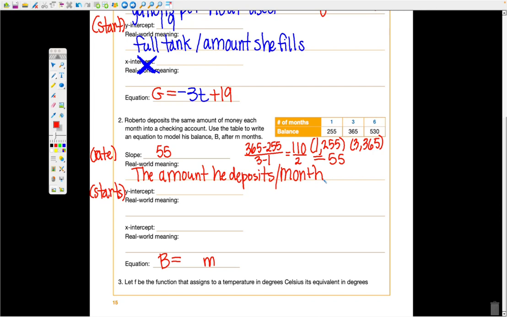So the y-intercept is where he starts. How much does he start with in his account, though? 200. Good job. How'd you know that? You did it a different way? So then how'd you figure out that it was 200, though?